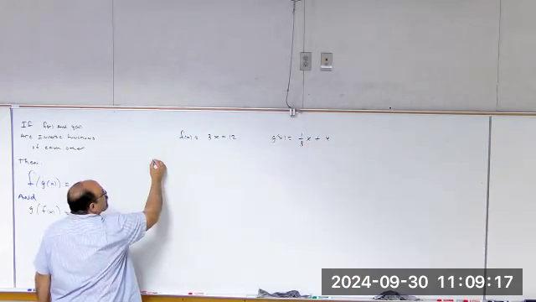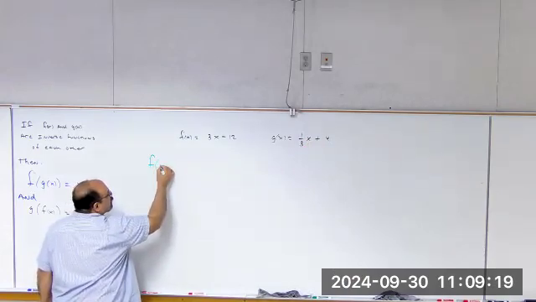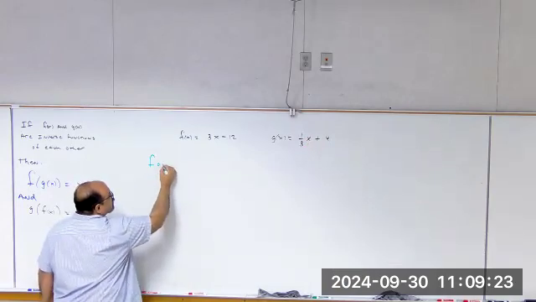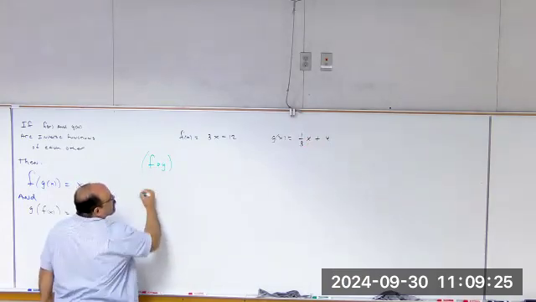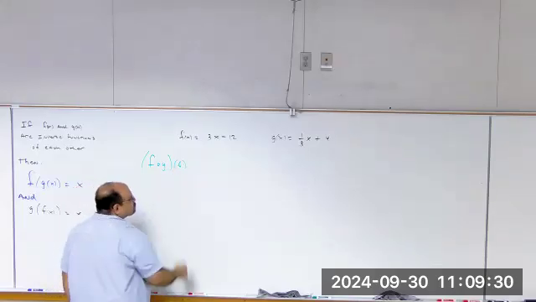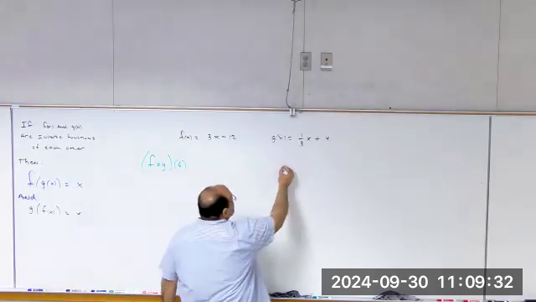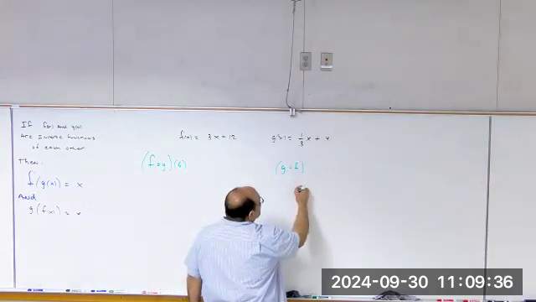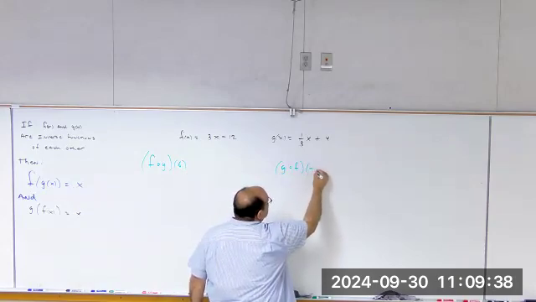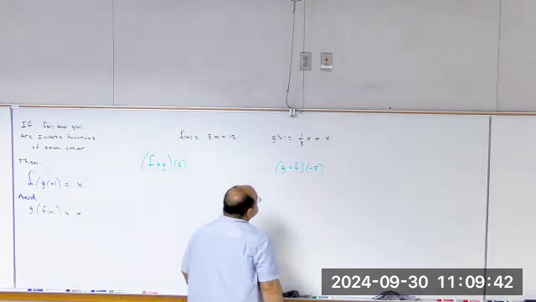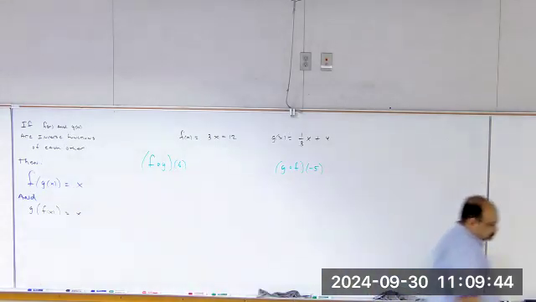What is F circle G of 6? What is G circle F of -5? Work over.